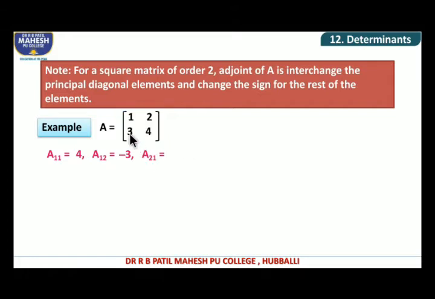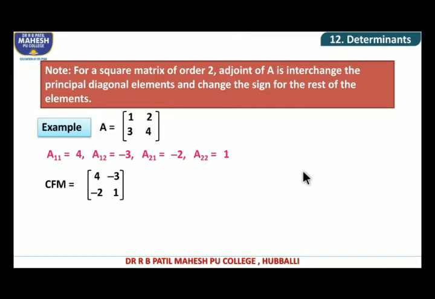And for the third element, that is A21, we have the sign minus and the minor of this one is 2 here. So, this is minus 2. And A22 is the cofactor of that element 4. That element has the sign plus and the minor is 1, therefore, that is 1. So, these are the cofactors of the elements of this matrix. Let us write down that cofactor matrix. That is equal to 4, minus 3, minus 2, 1.